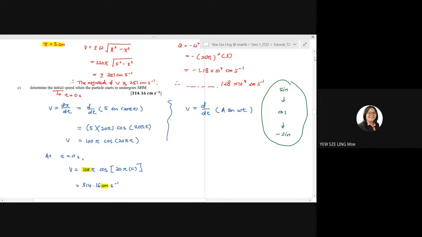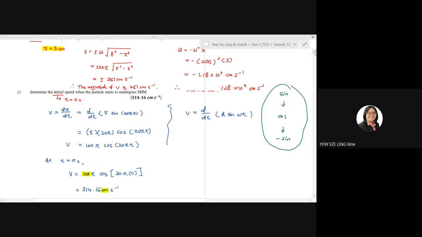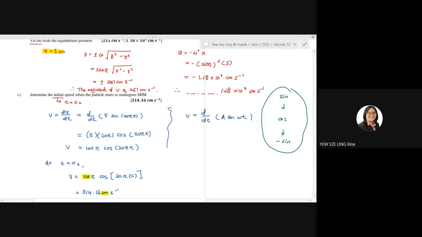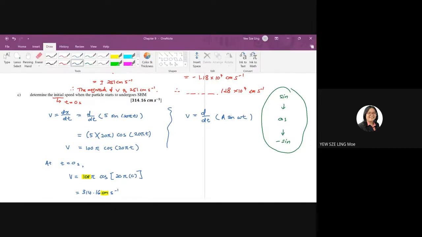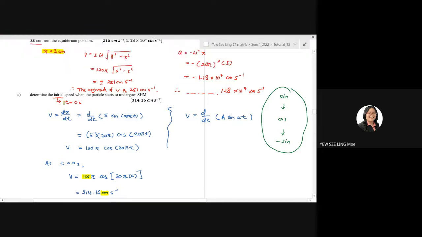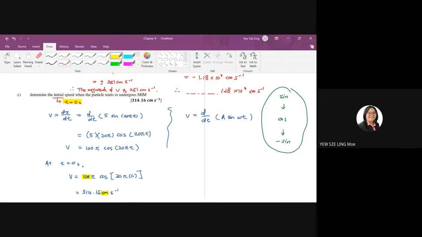Question A is very simple. Question B and question C show you the difference between situations given, between when x is given and when t is given. If you are given x, then you use equations with x. If you are given time, then you use equations with time.